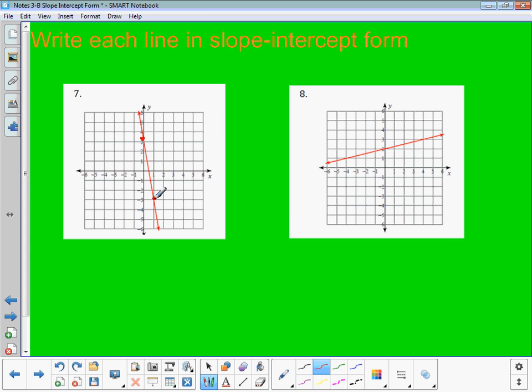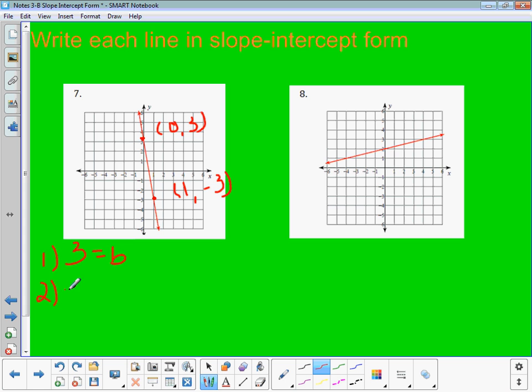So this point is going over 0, up 3. This point is going over 1, down 3. Okay, so let's think about it. I picked that point in a really smart way. I made one of the points I'm using my y-intercept. So I already know the answer to the first part that I need. It's up 3. That's my y-intercept. So my b is equal to 3.